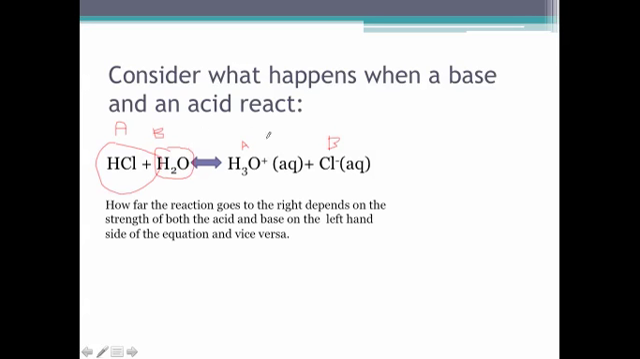So how far a reaction goes this way is going to depend not only on how strong the acid is, but on how strong the base is. Now, it just so happens that water isn't a particularly strong base, but HCl is a very strong acid. So the reaction tends to go very much in this direction, because this acid here is actually quite a weak acid, so we don't get much reaction going back in that direction.